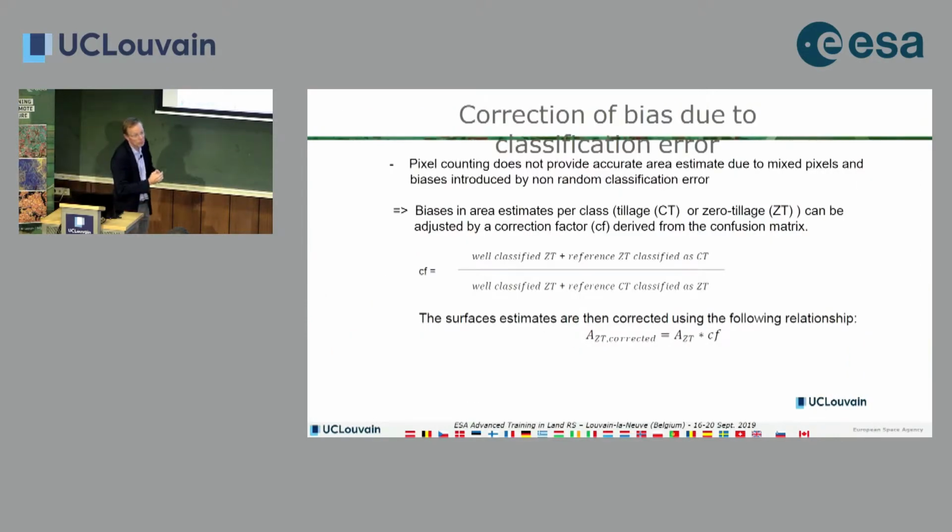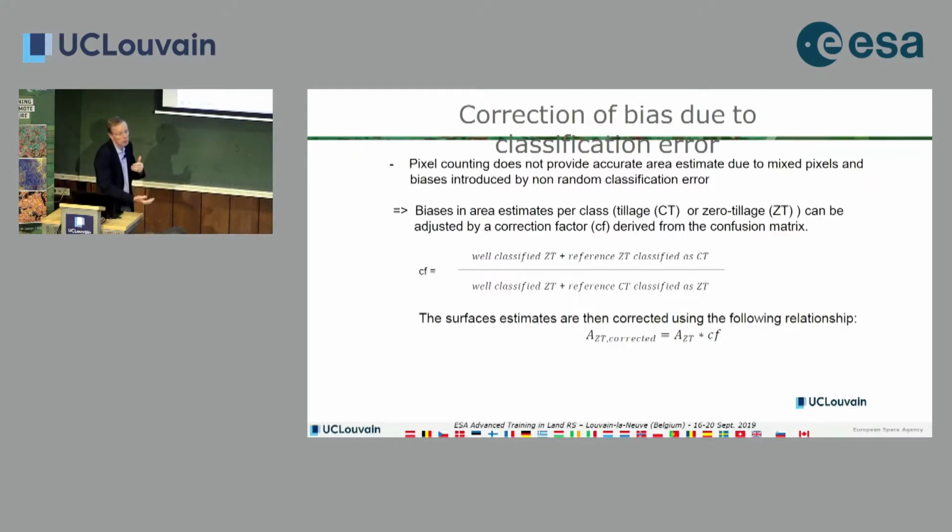And therefore, the question that we had yesterday, this is moving, was, okay, I cannot do area estimates from a pixel counting approach because the errors in my confusion matrix are not randomly distributed, and also because of mixed pixels at the edge.